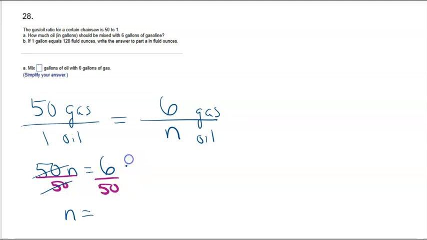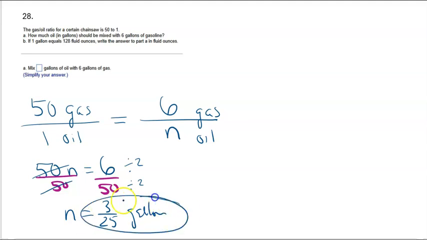These both divide by 2. There we go, divide by 2, divide by 2. 6 divided by 2 is 3, 50 divided by 2 is 25. This is gallons, so 3/25 gallons of oil, so certainly not anywhere near a whole gallon. Now it says if 1 gallon is 128 fluid ounces, then write the answer in fluid ounces. So we could do this conversion like we did earlier. It says 128 ounces is equal to 1 gallon. So we need ounces on top and gallons on the bottom.